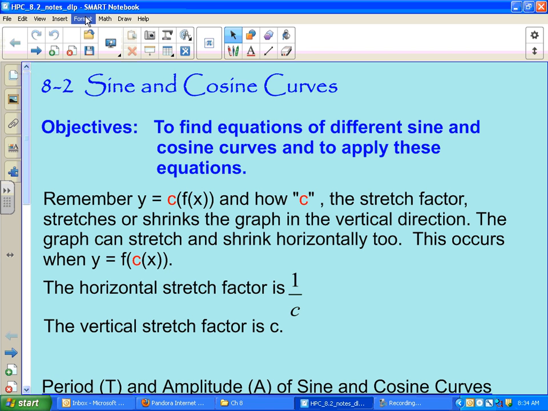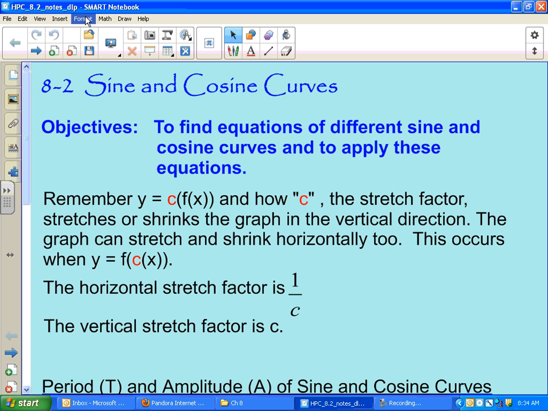Section 8.2, sine and cosine curves. So now we're going to expand a little bit of our knowledge on our generic sine and cosine curves. Last chapter we took a look at sine, cosine, tangent, and also their reciprocal function curves. But we're going to put a little more emphasis here on sine and cosine. Specifically, today we're going to look at what happens when we have a coefficient involved.